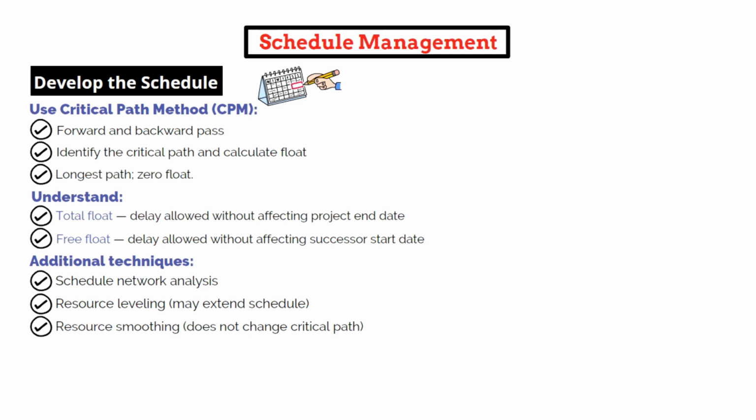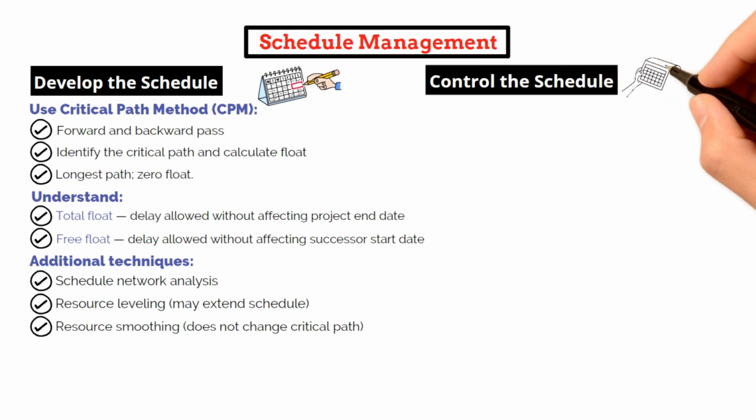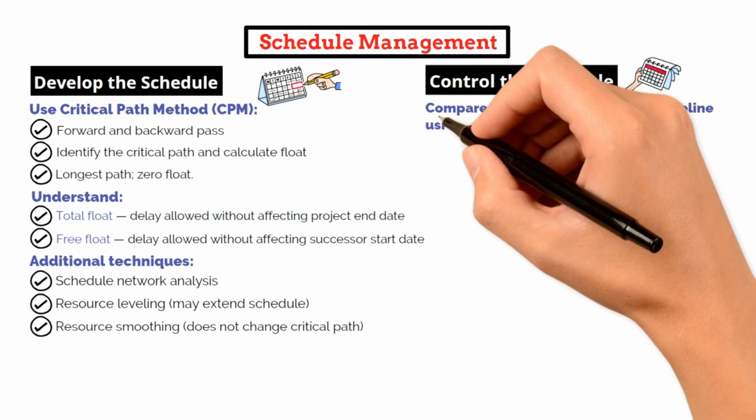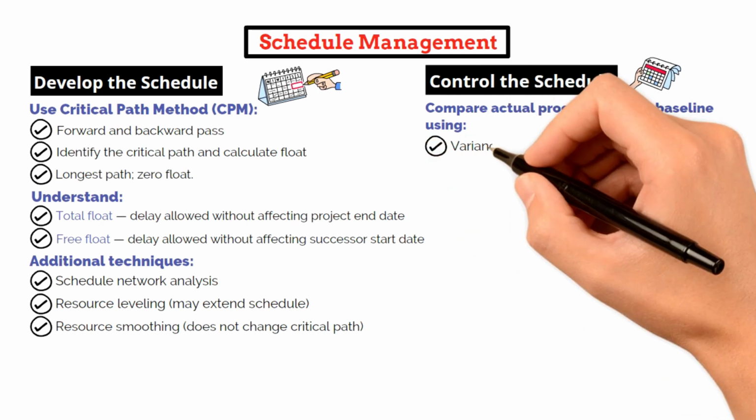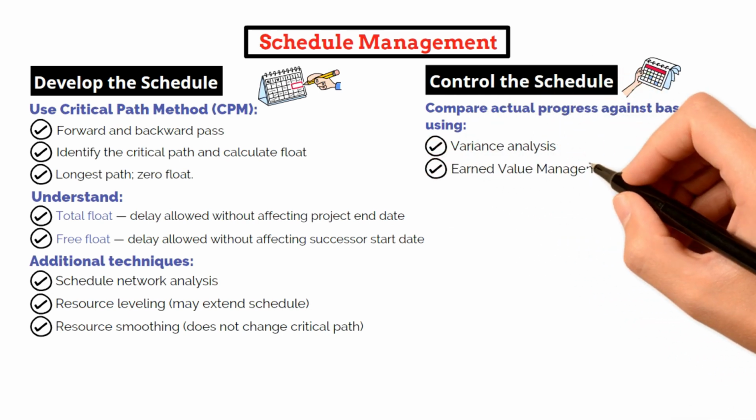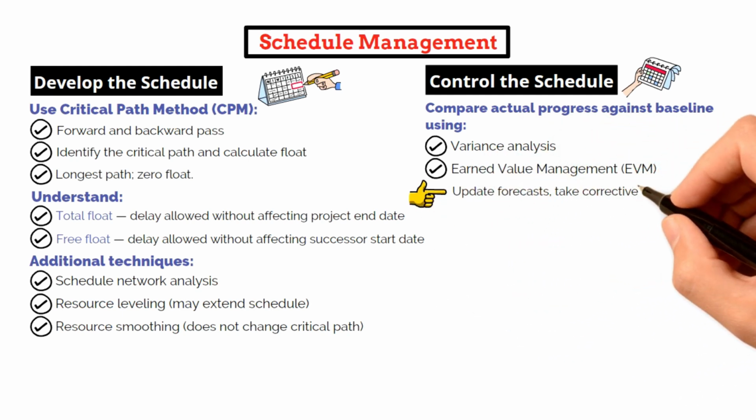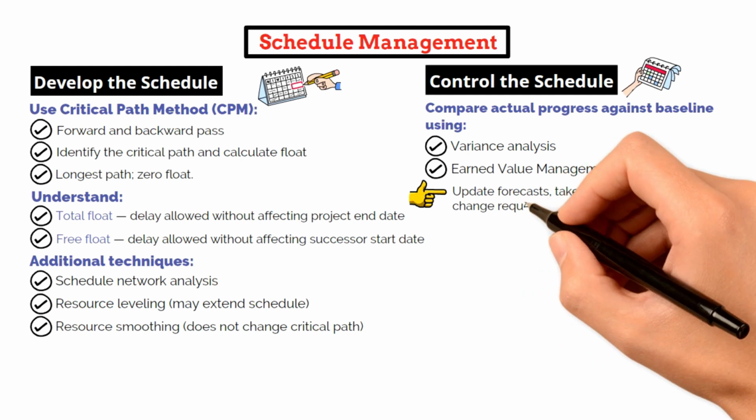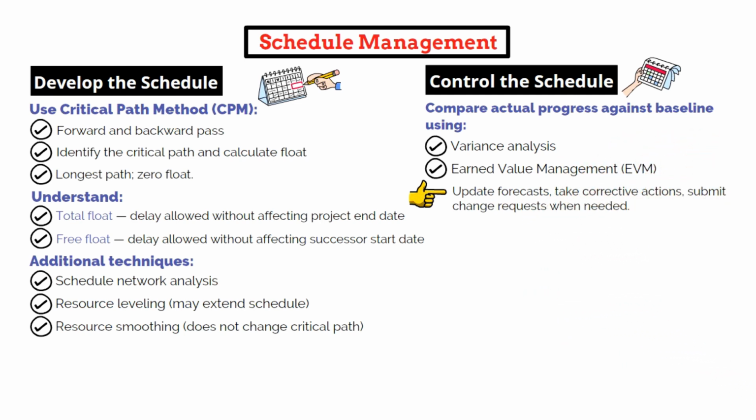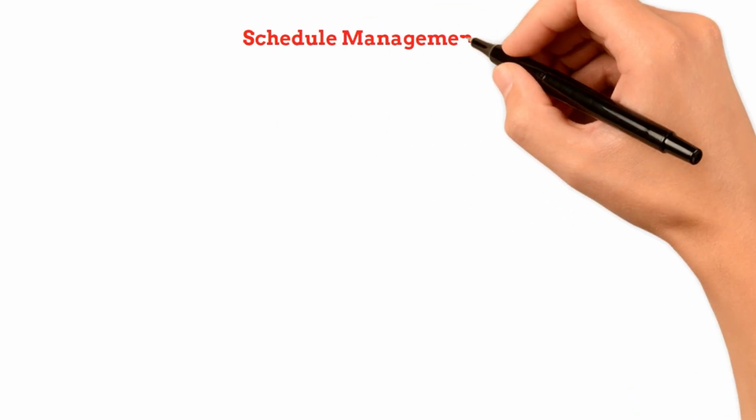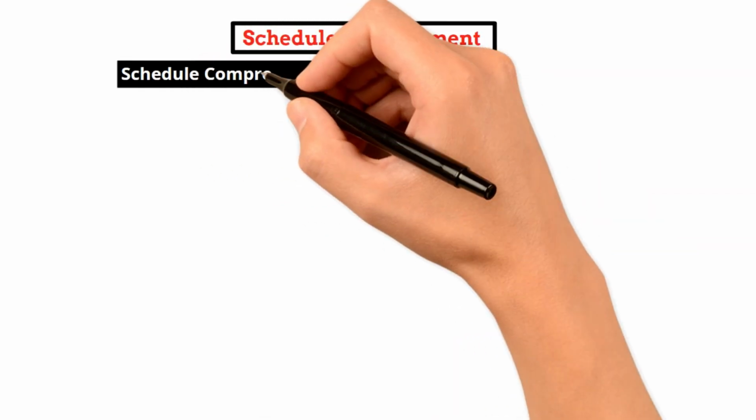During execution, you control the schedule by comparing actual progress against the baseline using methods such as variance analysis and earned value management. Forecasts of finish dates and corrective actions are made when deviations occur, and change requests may be submitted when needed. Finally, know the 2 main schedule compression techniques.